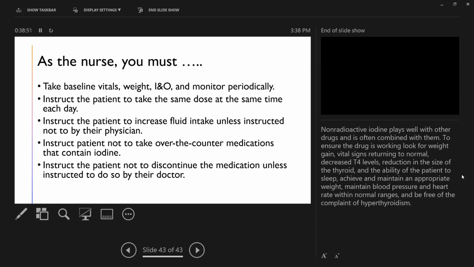In our next installment, we will look at drugs that treat abnormalities of the adrenal glands and then drugs for the hypothalamus.